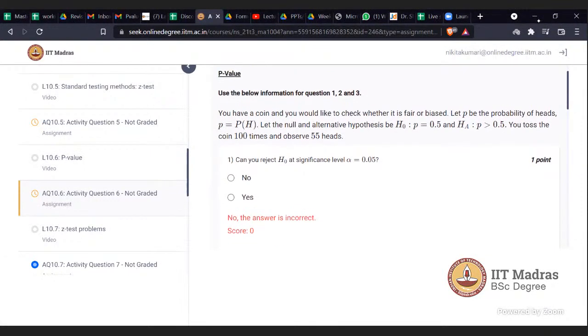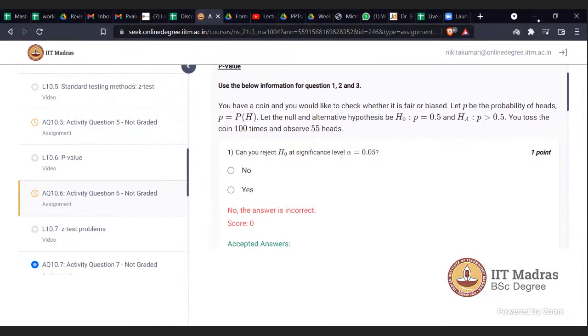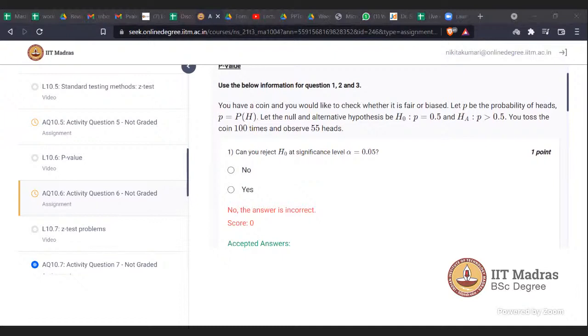Which screen are you seeing? The portal, right? What, ma'am? You are seeing the portal, right? Yes, ma'am. Okay. I'll just write it somewhere and then I can share the other screen. Equals 0.5.